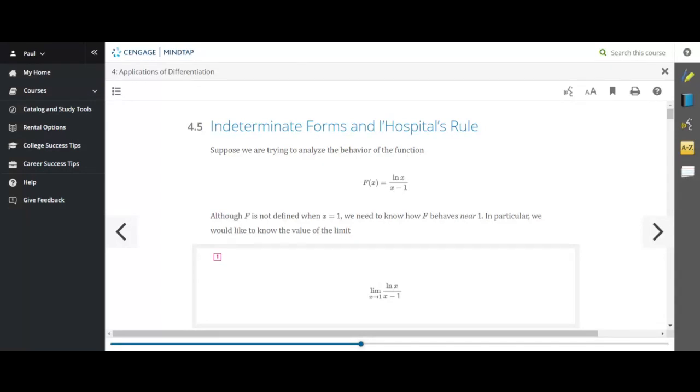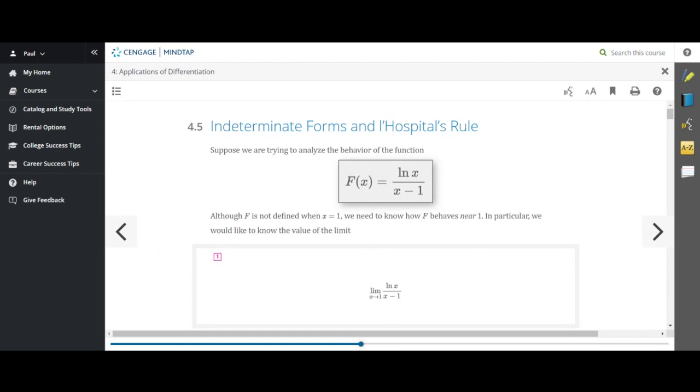But the type of limits that often come up, just in general and also in regards to section 5.10, are what are called indeterminate forms. And we have a theorem called L'Hopital's rule that can help us. So, for instance, what's an indeterminate form? We'll take a look at this function here.